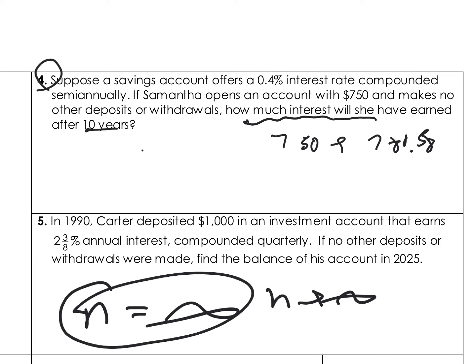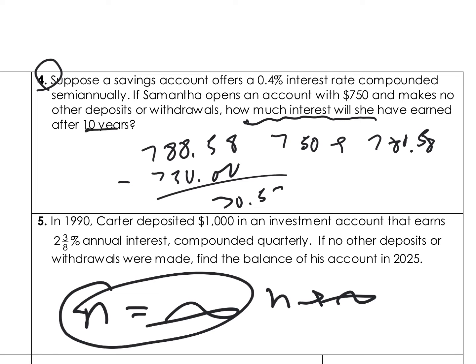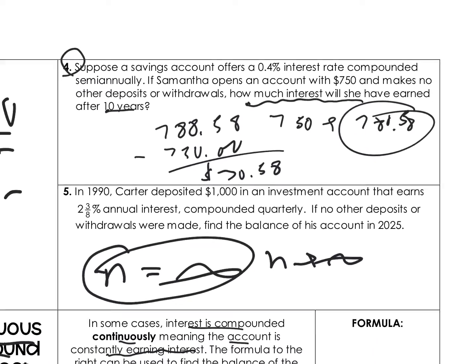You have to take that 788.58 and you have to subtract the original $750. 38.58? 38 point what? 58 cents. So that was a trick question. You did really good, don't get me wrong. You found out how much you were going to make.